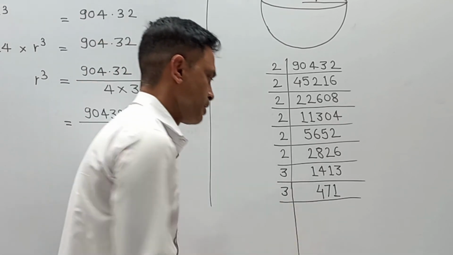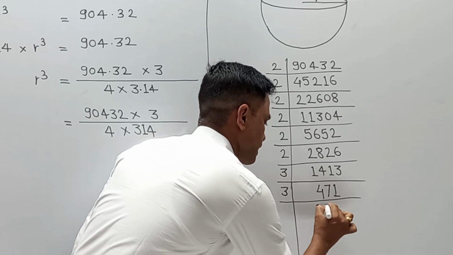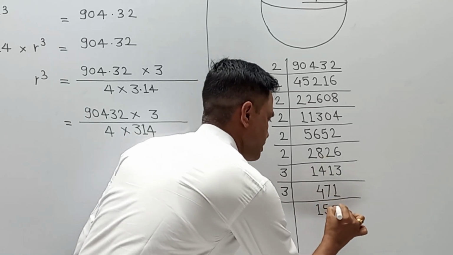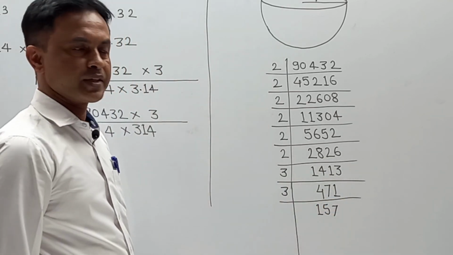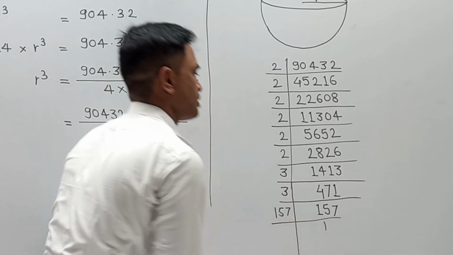Next, 3 1s are 3. Carry 1, 17. 3 5s are 15. Carry 2. 3 7s are 21. And 157 is a prime number. So 157 ones are 157.